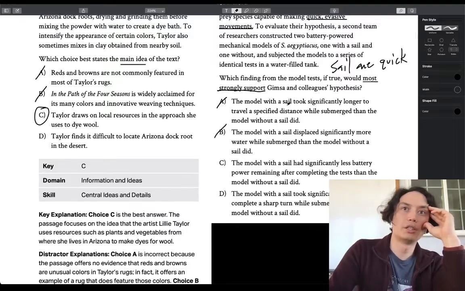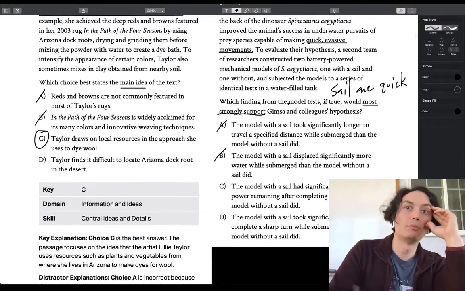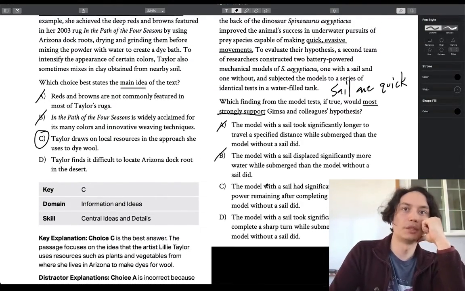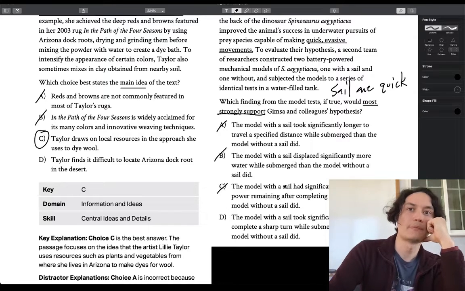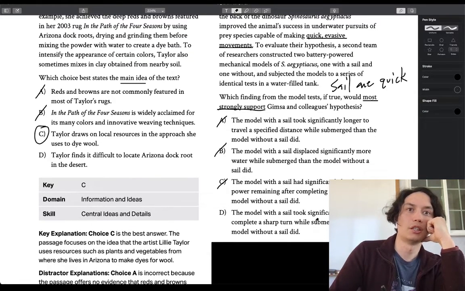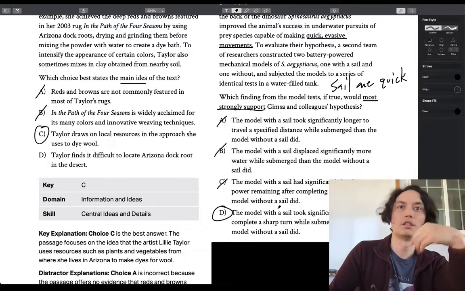The model with a sail had significantly less battery power remaining after completing the tests. So this is a bad thing, if anything, but it's also kind of aside from the point of whether it's good at catching shit. Model with a sail took less time to complete a turn while submerged. Hooray, that's the right answer.